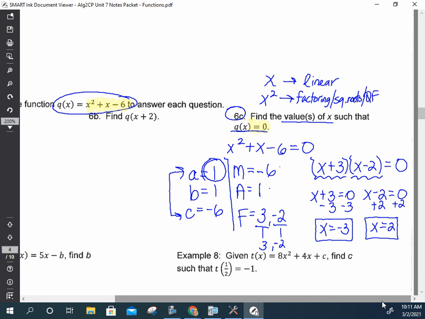Was there another one that you needed to see? Can you do the FOIL again? Sure.